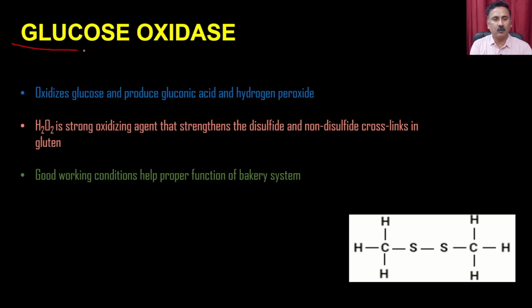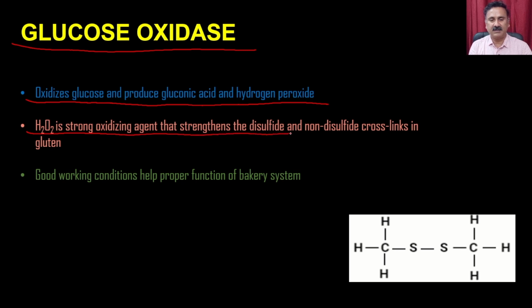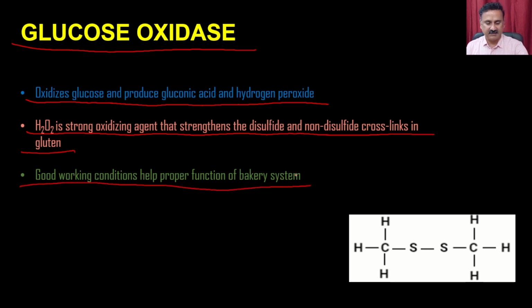Then we have the glucose oxidase. So glucose oxidase oxidizes the glucose and produces gluconic acid and hydrogen peroxide. H2O2 is a strong oxidizing agent that strengthens the disulfide and non-disulfide cross-links in the gluten, and its good condition helps the proper functioning of the baker's system.